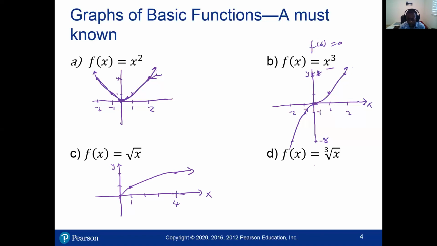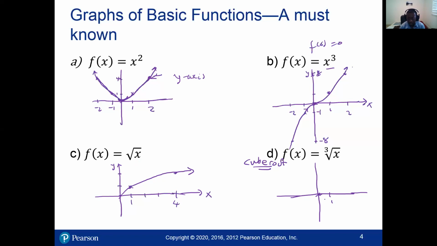And then for the cubic function, the cube root function, it's going to behave similar to this. But you go back to B, you notice that this is symmetric with respect to the origin. That one is symmetric with respect to the y-axis. This is the y-axis. Now let's see what happens with the cube root. Let's pick 0, 0. If x is 0, the cube root of 0 is 0.